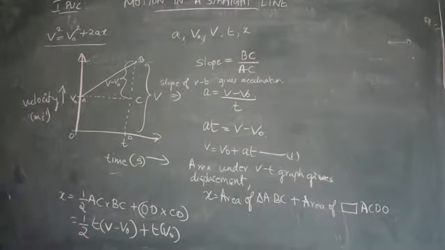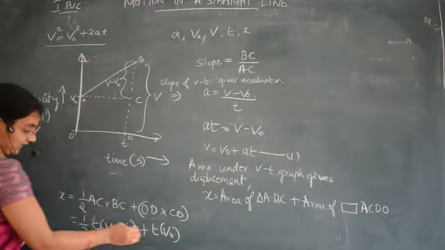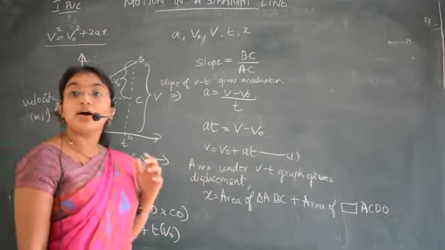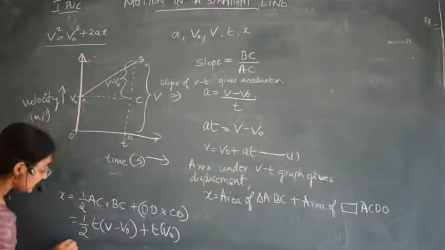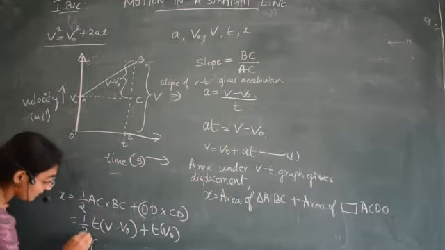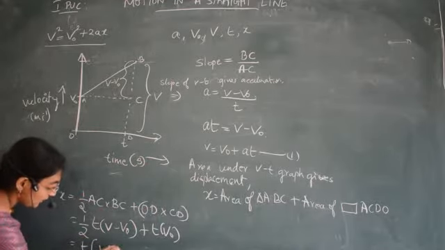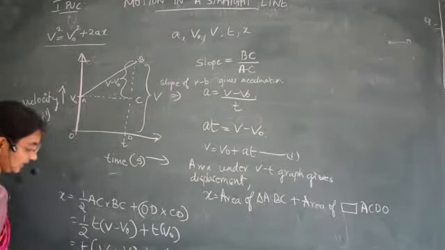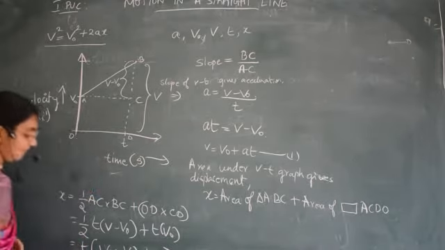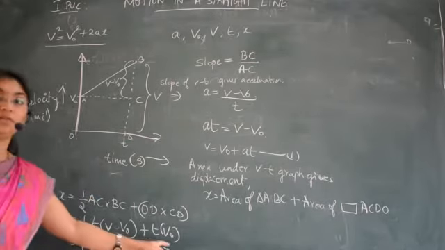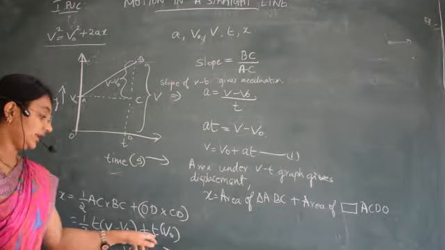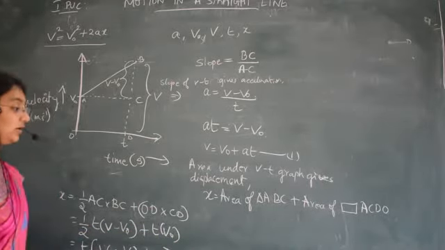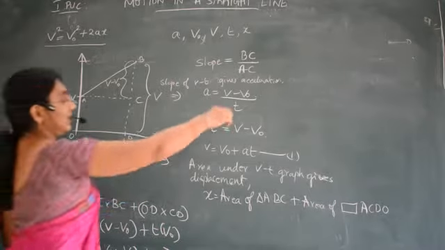Correct? Now, T, can you see here both sides T is present? Then I can take T as common. Correct? Let us take T outside. What is remaining? Half V minus V naught plus V naught. Correct? Am I right? So from this I have taken T outside, and what remains is V naught. Next. Shall I write over here?